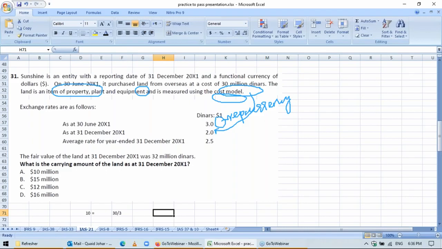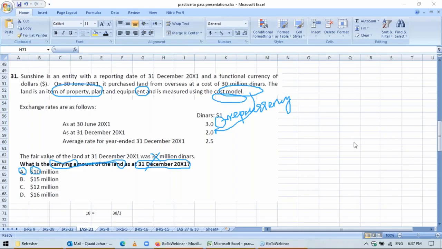And what they ask is, what is the carrying amount of the land at 31st December 2001? So land will not be depreciated, right? And this is not relevant in this case because we are not using the revaluation model. 32 million is not relevant. So the correct answer is A, which is 10 million. This was a very simple question, but you need to have the knowledge to solve it.